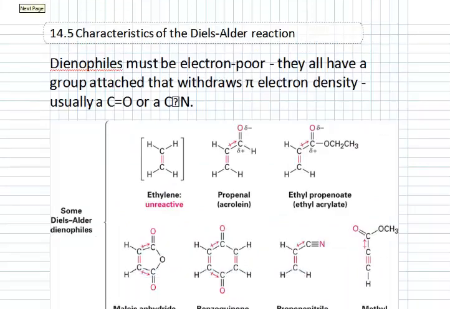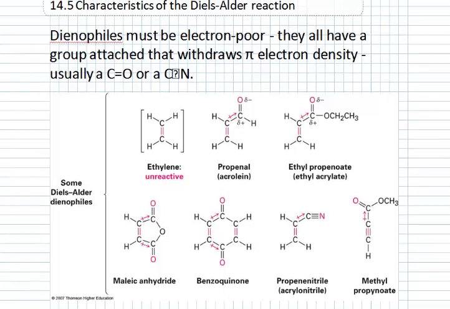A couple important characteristics of this Diels-Alder reaction. I already mentioned that the dienophiles must be electron poor. They will all have some sort of functional group attached to them that withdraws the pi electron density. That's usually going to be a C double bond O. That didn't show up. That's a C triple bond N. Those are very common pi withdrawing groups.